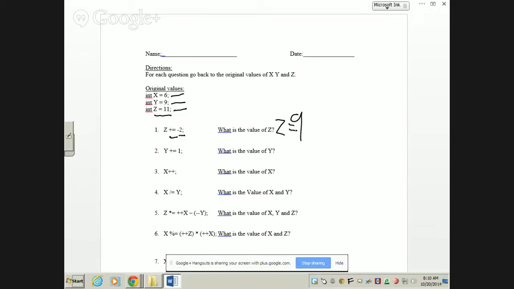Okay, moving on to number 2, we have y plus equals 1. So again, y starts off at 9. Then we are adding 1 to that value, which makes y equal to 10. And we have to state the variable as well. So to be more correct, we should say y equals 10. Good? Questions on those two? Okay.